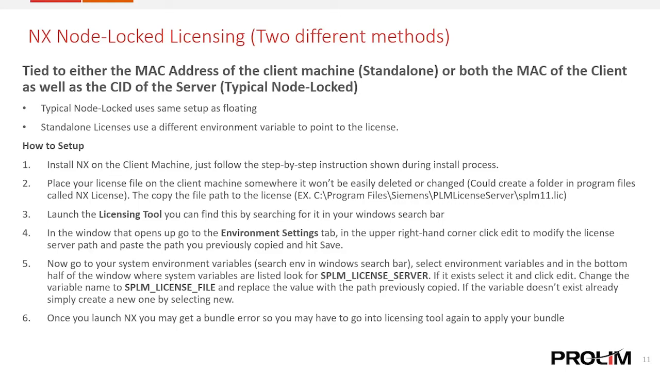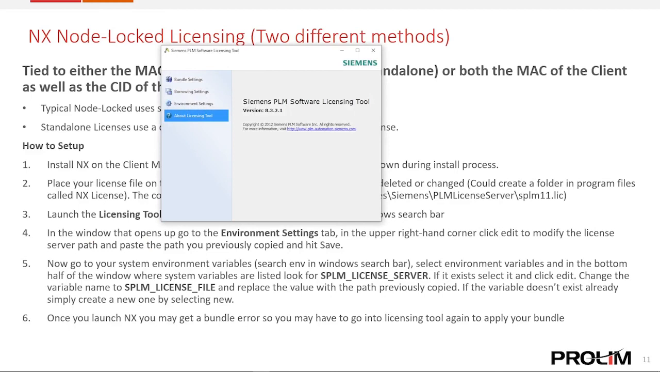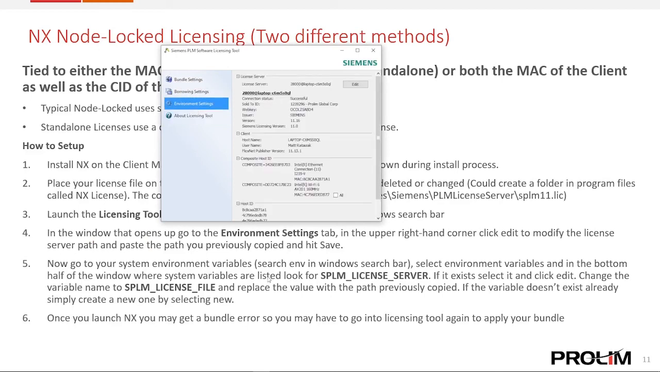Place your license file on the client machine. This is, again, the standalone, where it won't be easily deleted. So again, make a folder somewhere, throw it in there, and then copy the path, because we're going to use that a couple times here. In the top of the File Explorer, copy the path to that license file. Now we're going to go into the licensing tool again. Let me open that up to show you. We're going to go into environment settings and click edit here. You're just going to paste that path right in this little text box and hit save.